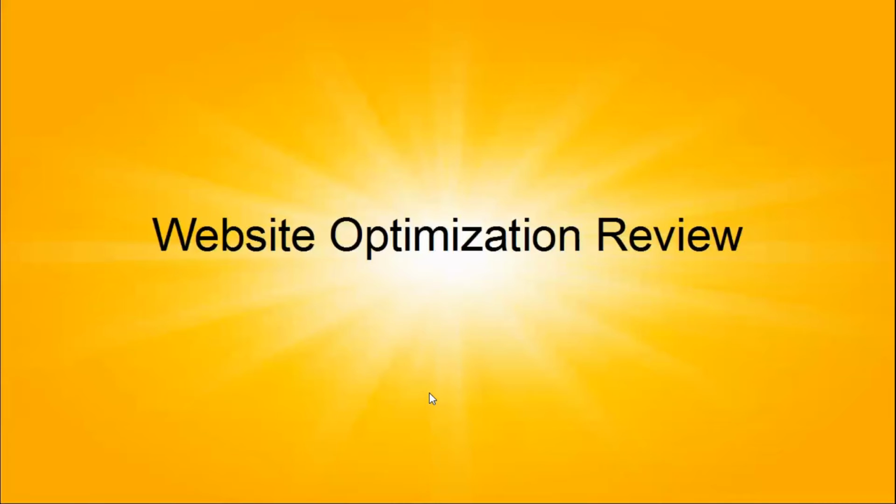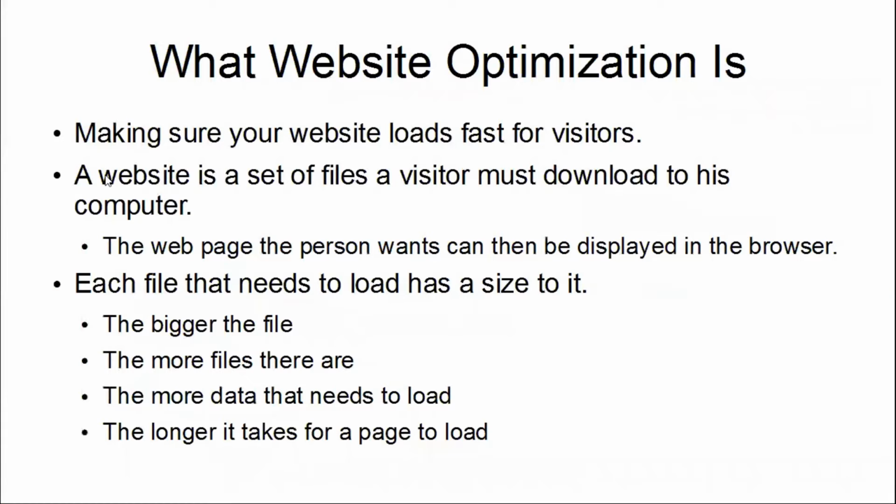So now we'll take a quick review of website optimization. What website optimization is, is a way of making sure your website loads fast for visitors. A website is a set of files a visitor must download to their computer. So the bigger those files are, in other words, the more data that needs to download, the longer your site's going to take to load in the browser. And the main things that'll affect that are the number of files and the size of the files. So obviously bigger files take longer to load, and more files take longer to load because there's more data, which means your pages take longer to load.